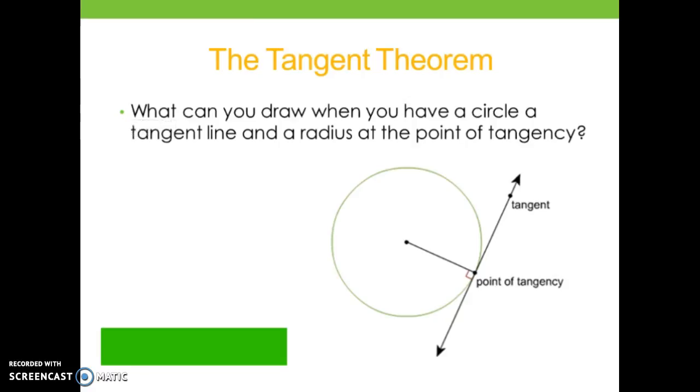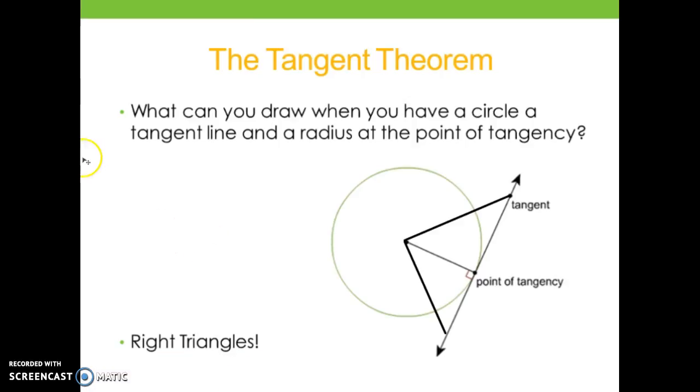So, think about this. What can you draw when you have a circle, a tangent line, and a radius at the point of tangency? You see you have a right angle there. Well, what could we draw? We can draw right triangles. And with that, we know things about triangles and right triangles that we can then use to find missing angle and side measures, segment measures.